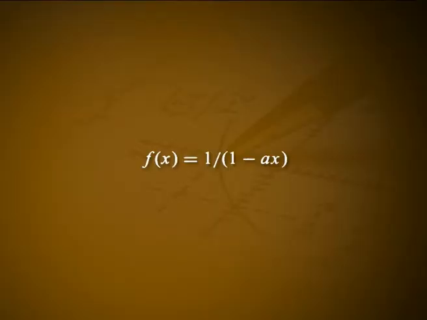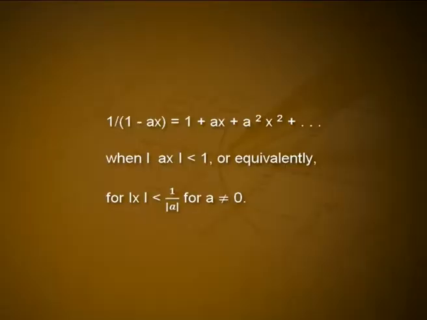Example: the function f(x) = 1/(1 - ax) is the generating function of the sequence 1, a, a^2, a^3, etc., because 1/(1 - ax) = 1 + ax + a^2 x^2 + etc. when |ax| less than 1, or equivalently for |x| less than 1/|a| for a not equal to 0. We will now give some useful generating functions for the purpose of the next section.